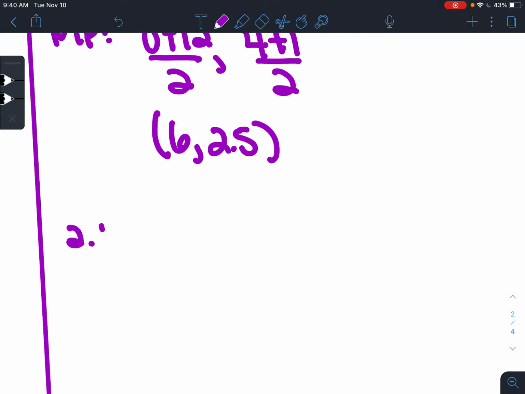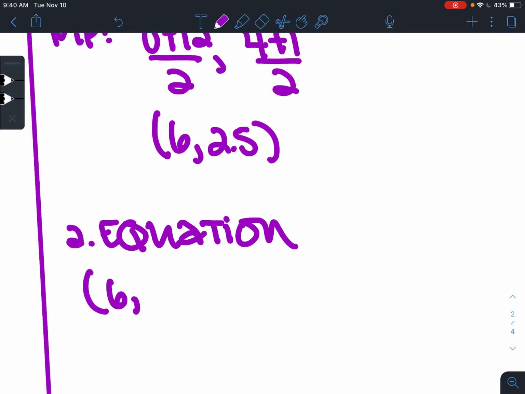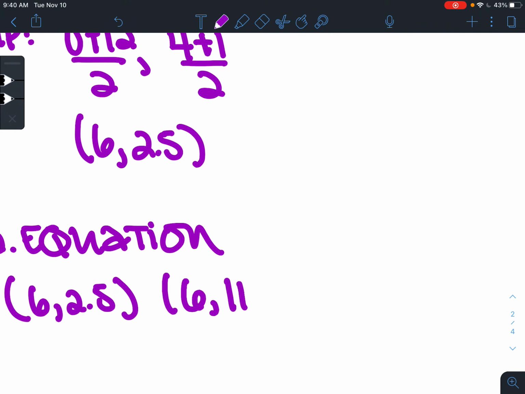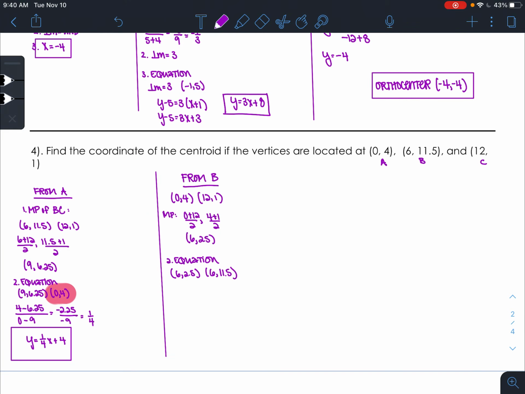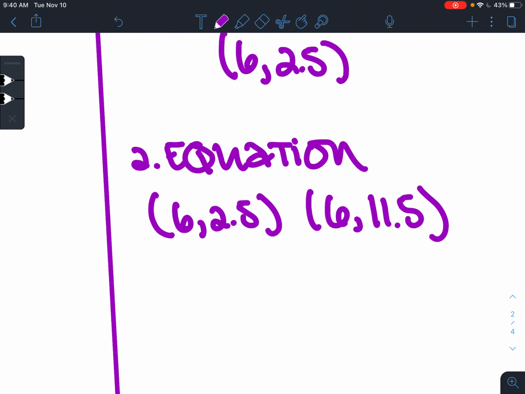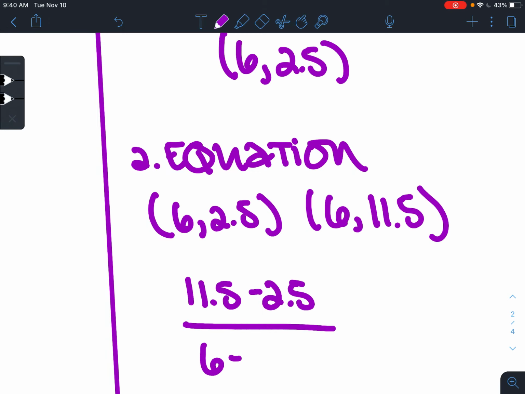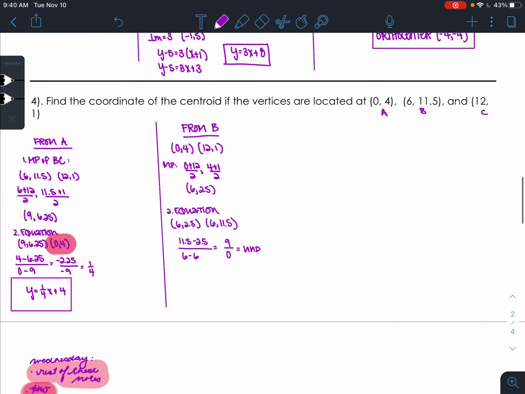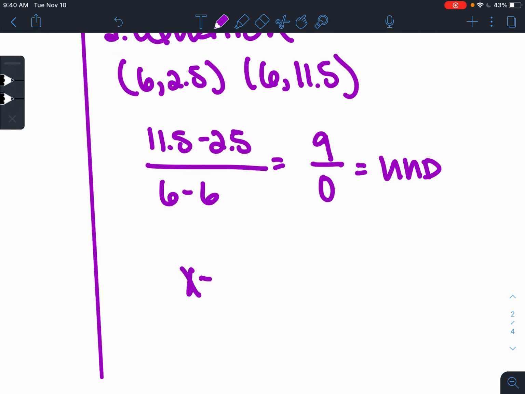So I'm going to now find my equation. And that equation is going to use (6, 2.5), and I'm going to use point B, which is (6, 11.5). I'm already seeing that this is going to be nice because if I find my slope, I'm going to do 11.5 minus 2.5, and then 6 minus 6. When I subtract those, I'm going to get 9 over 0, which means that my slope is undefined. Which means that my equation is x equals, and if you look at those two x values, I get 6.